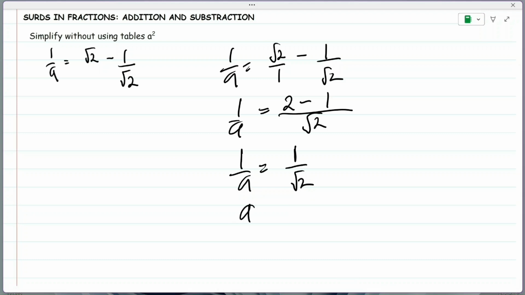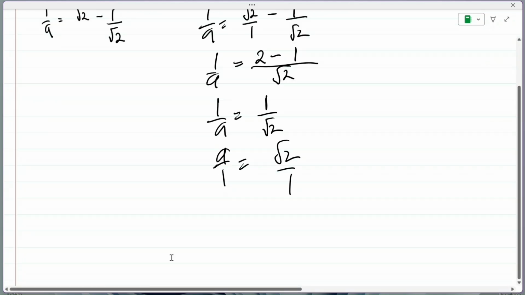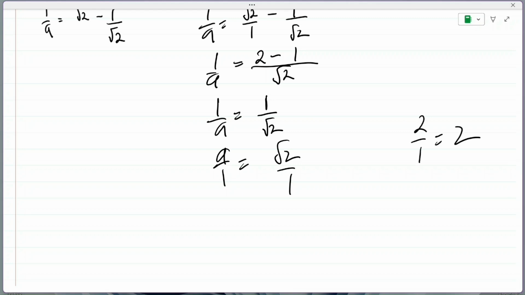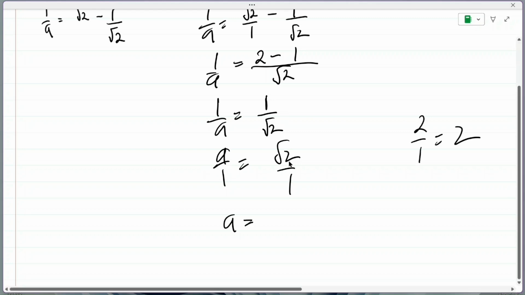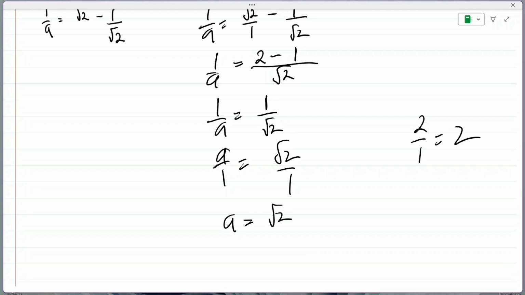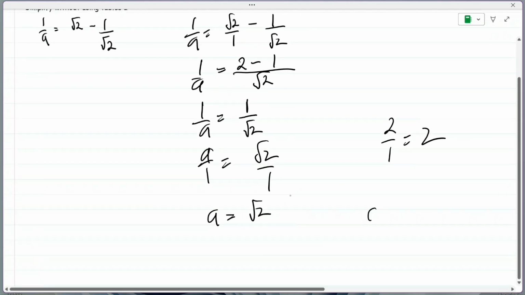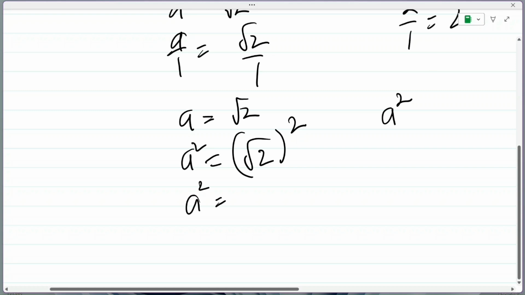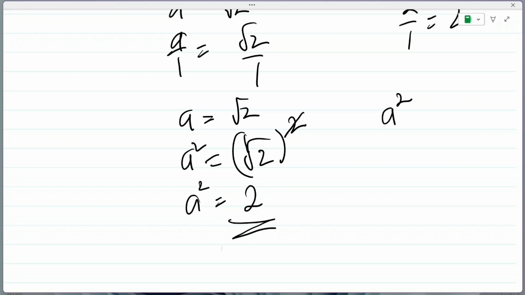You can see a over 1 is the same thing as root 2 over 1. Anything over 1 is that number. It's like saying 2 over 1 is 2. So a over 1 is a, and a equals root 2 over 1, which is also root 2. But the question says what is a squared? A is root 2, so a squared is the same thing as root 2 squared. The square root cancels the square, you'll be left with 2. A squared is 2. That's the answer to the question.